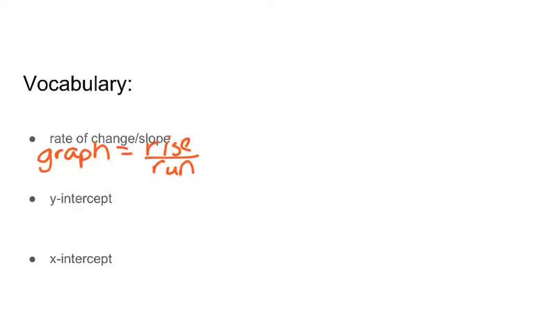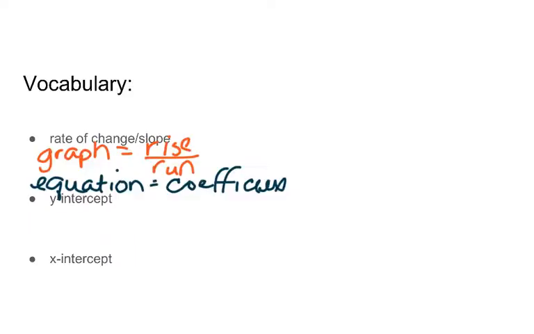In an equation, we look for the coefficient, or the number right before the x. Sorry, I'm not spelling very well today already. So from a graph, it's rise over run. From an equation, we look at the coefficient.